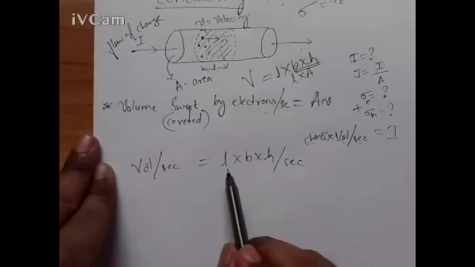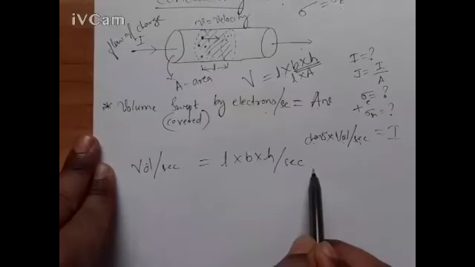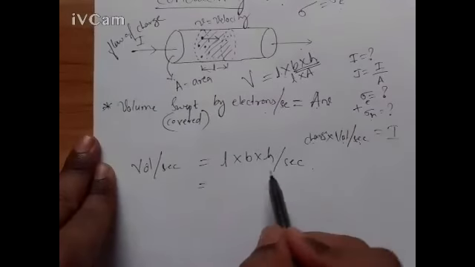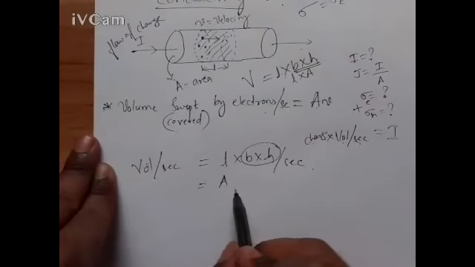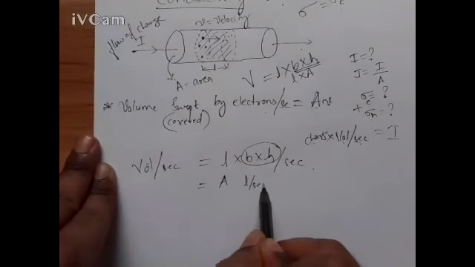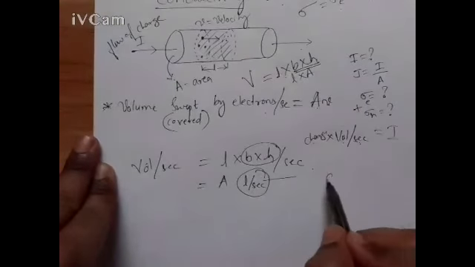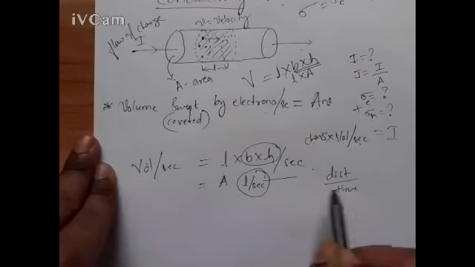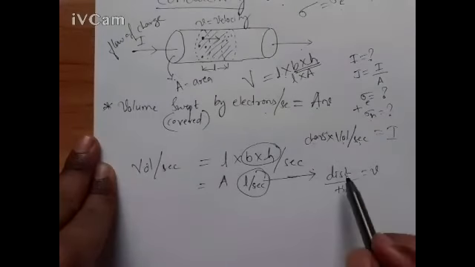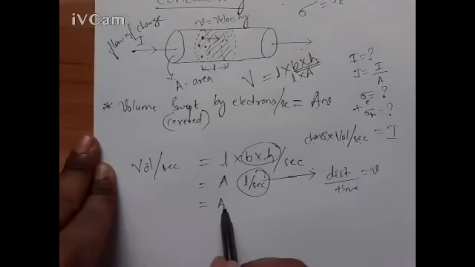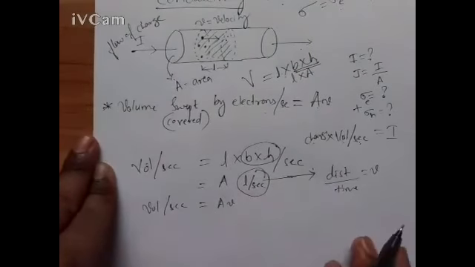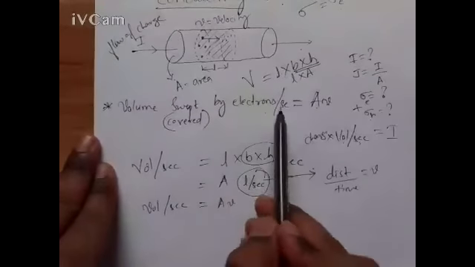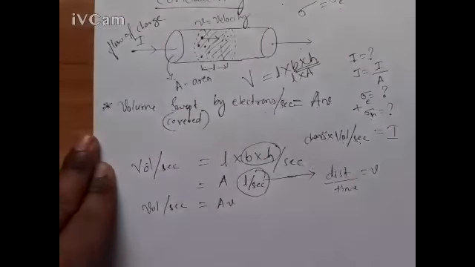Volume per second means length into breadth into height per second. Here, length into breadth I'll take as area. Then this length per second, what is length per second? Distance divided by time taken. Length per second, that is velocity. Okay, this is velocity, distance divided by time. So I can write this as v into A. This is volume per second. So the volume covered by electrons per second is A into v.